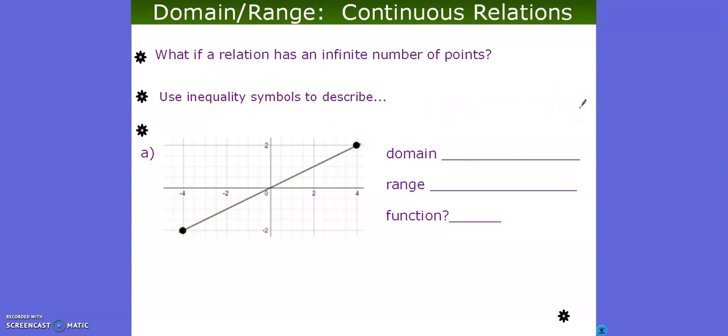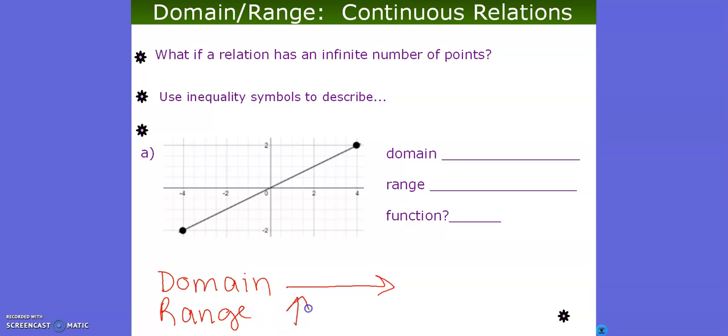And the way I teach my class for domain, you can do this a couple of different ways, but to get a handle on it to begin with, we're always going to read our graph from left to right for the domain, and for the range, we're always going to read it from bottom to top. Remember, your domain is going to be x values and your range will be y values. So let's take a look.